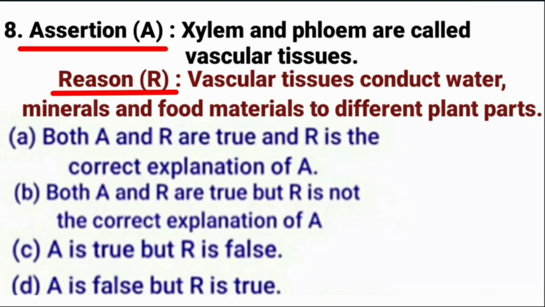Next question, assertion: xylem and phloem are called vascular tissues. Reason: vascular tissues conduct water, mineral salts and food materials to different plant parts. Here assertion and reason, both statements are true. The correct option for this question is option A. That is, both assertion and reason are true and reason is the correct explanation of assertion.